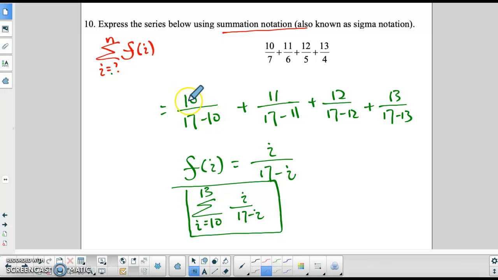So notice the numerator increases by 1, so 10, 11, 12, and 13. And also notice, for 7, I can use 17 minus 10. For 6, I have 17 minus 11. So what doesn't change is, look, 10 and 10 here, 12 and 12 here, 13 and 13 here.